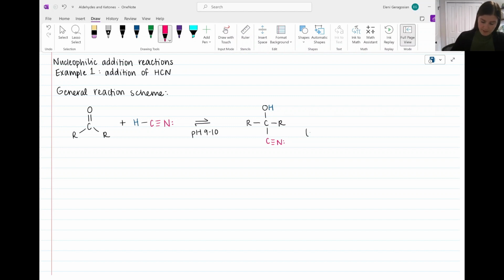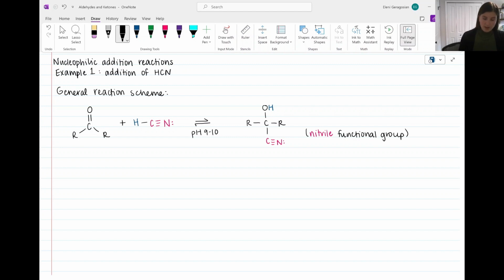So here we have the nitrile functional group. And of course the alcohol on top of the carbon, the way we've drawn it here. So before we get into the mechanism, let's think about why it's important that this reaction happens at a relatively high pH, at a pH between 9 and 10.